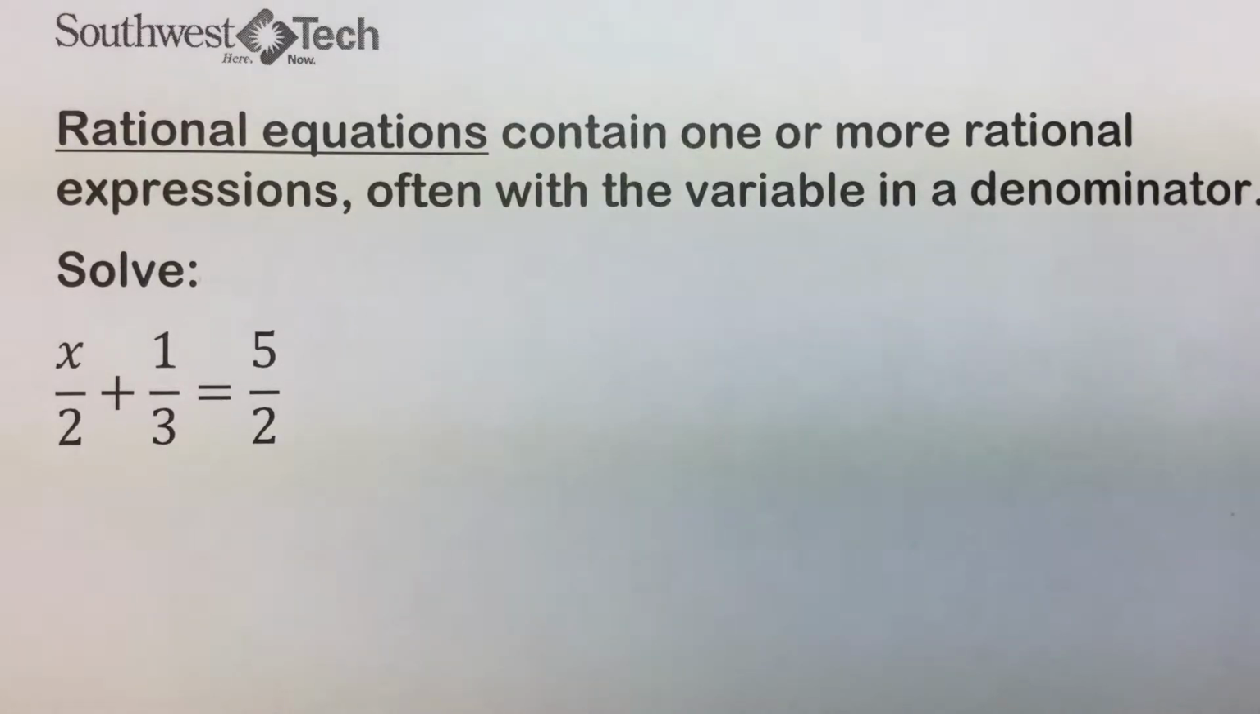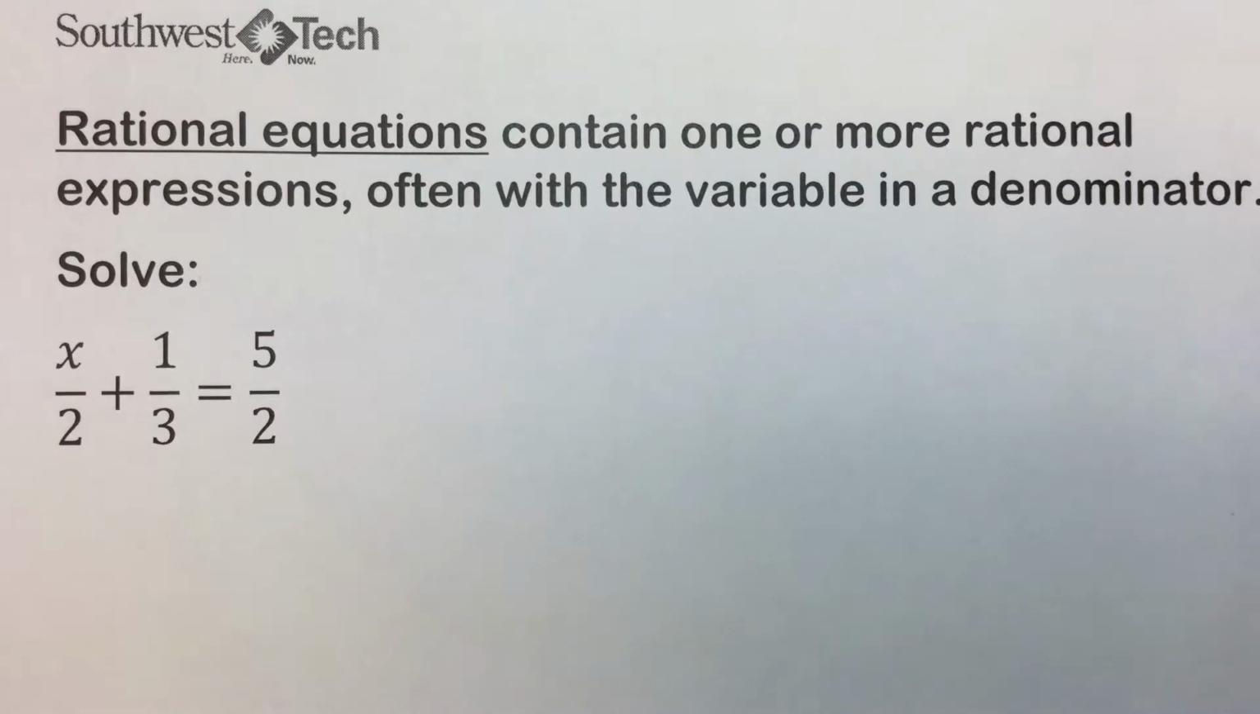Rational equations contain one or more rational expressions, often with a variable in a denominator. To solve a rational equation, we need to list any restrictions that exist. In other words, numbers that make a denominator equal to 0 can never be solutions.